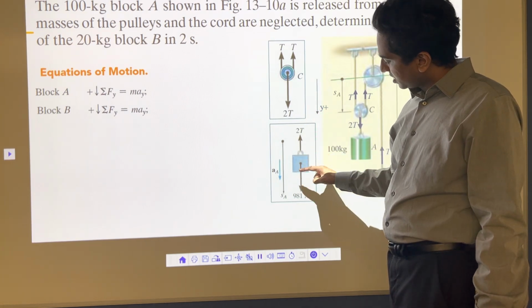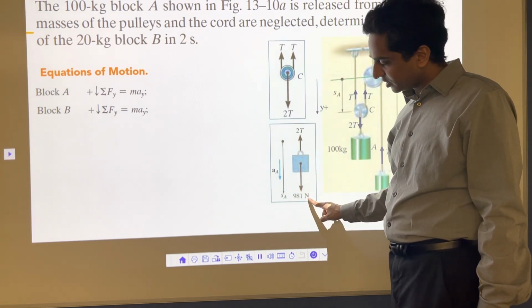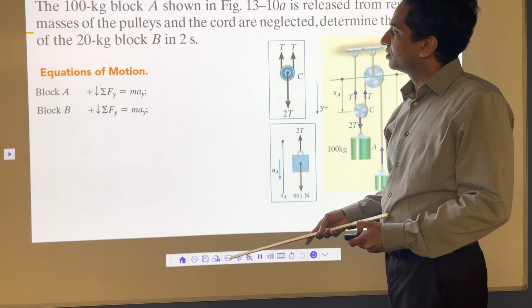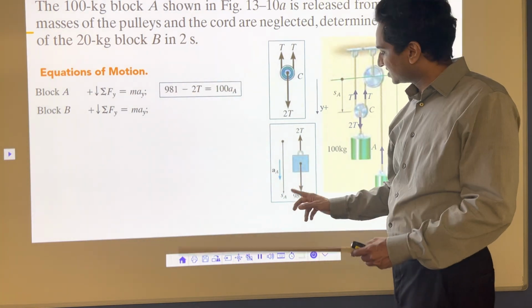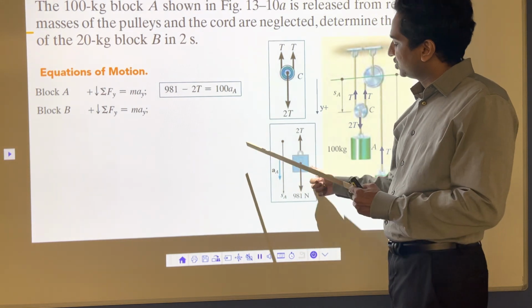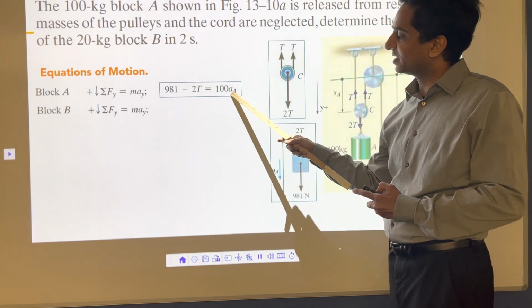2T upward, 981 downward. 981 positive minus 2T. That's going to be my number. So 981 minus 2T is equal to 100A. Ma, mass is 100 and acceleration A. I don't have an acceleration, so I'm going to keep it like that.